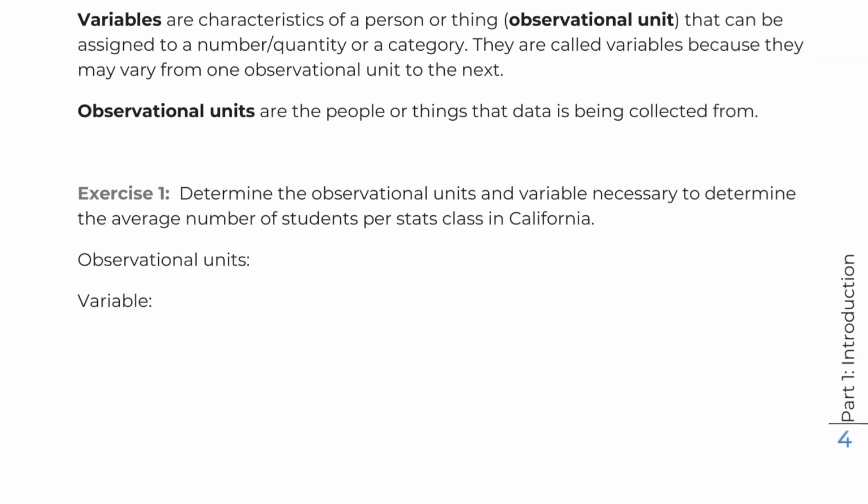So I love exercise one because it's one that tends to challenge students. If we're going to determine the observational units and variable necessary to determine the average number of students per stats class in California, we need to think about that spreadsheet. And basically, when we talk about observational units, we're saying who or what are we collecting data from?